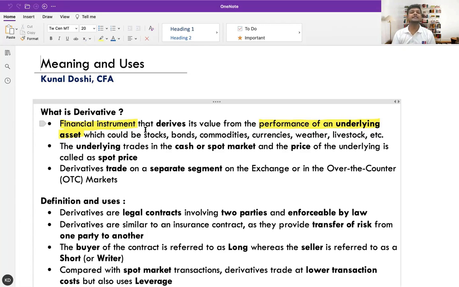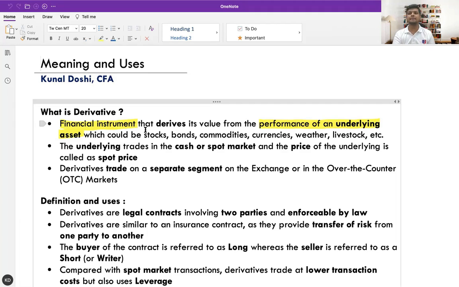So the future prices of the stock are dependent on the current price of the stock and various other factors. But if the current price of the stock changes, then the future price of the stock will also change. Am I correct? So technically speaking, the spot market is the underlying asset, and the futures, forwards, or options are called derivative markets. Why? Because the prices there are derived from the spot market.